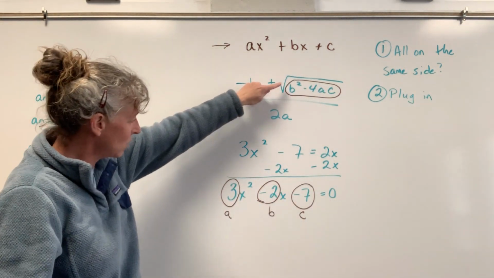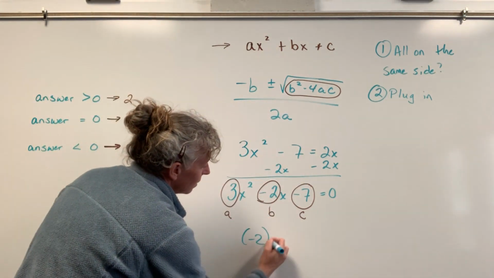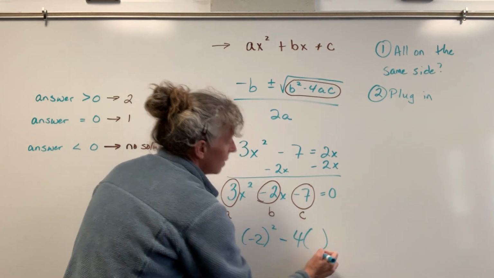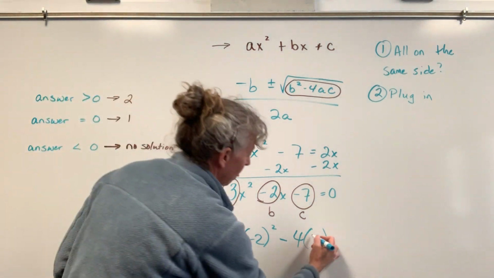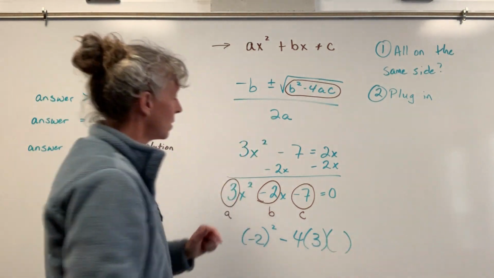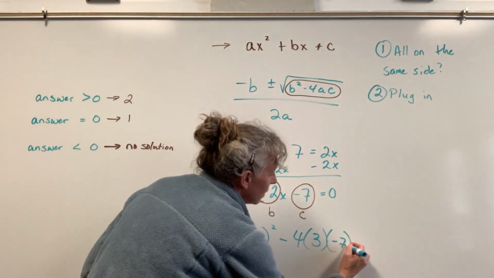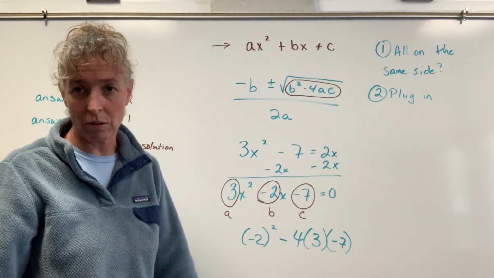So we're going to take our B. What's our B? Right here: -2 squared, B squared, minus 4 times A. What's our A? 3, times C. What's our C? Our C is -7. Remember, when we're doing the discriminant, we don't square root. We only do the part in the circle.